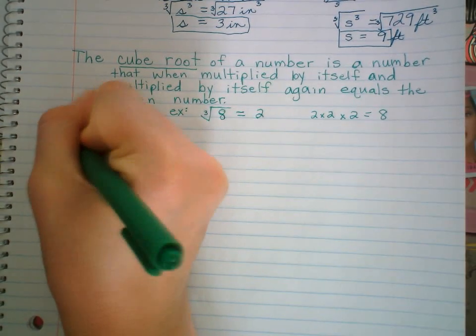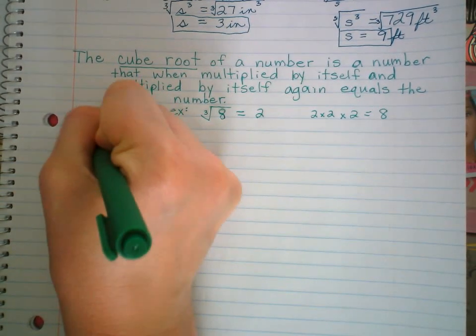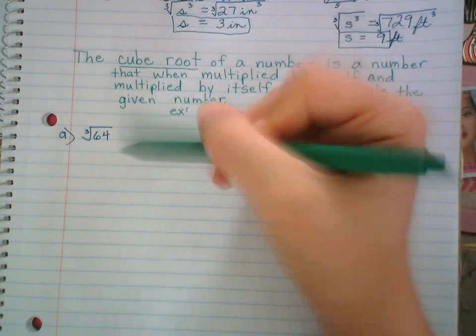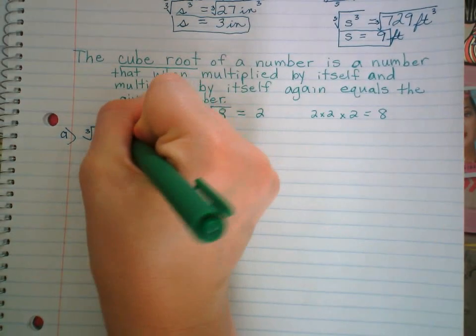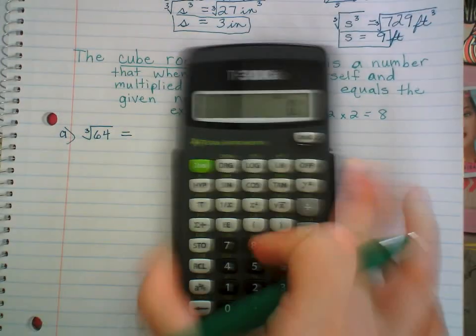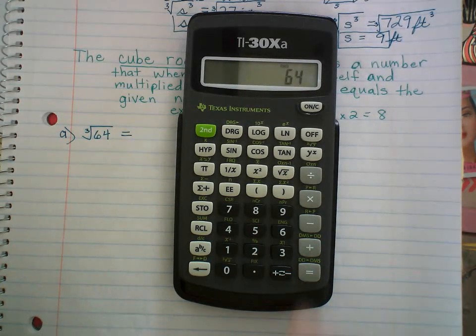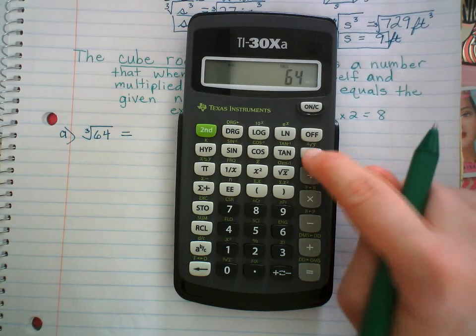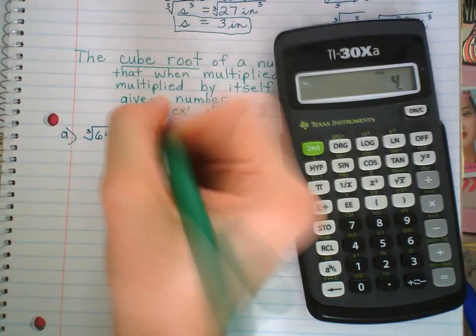Okay, so basically, example A. Find the cube root of 64. So that's how you write it. Cube root of 64. So what number times itself again equals 64? You might know it. If not, use the calculator. 64, second this button, 3 for cube root, and it's 4.